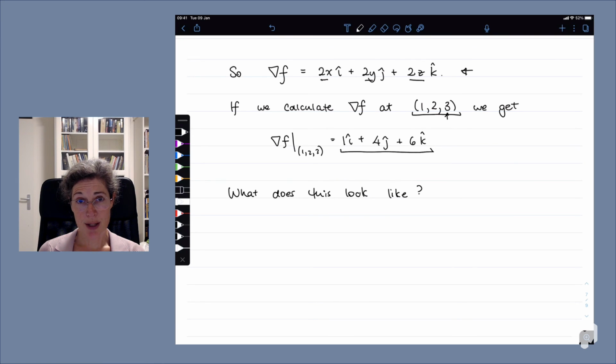So what does this thing look like? The key thing here, which is where things get a little tricksy, is if you plot the level surface at this point, you're going to get a sphere. So let's do that.